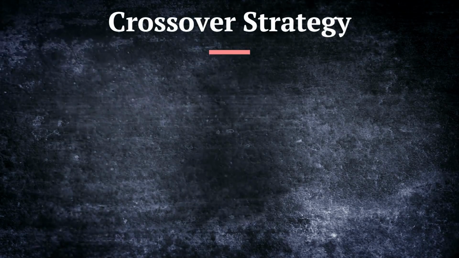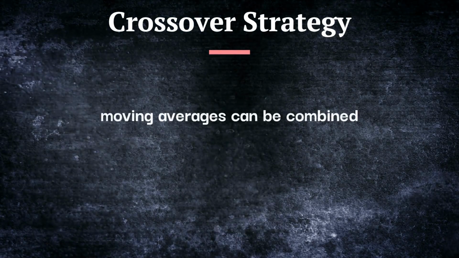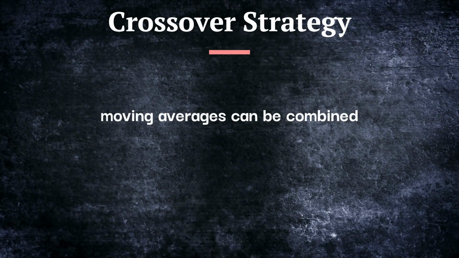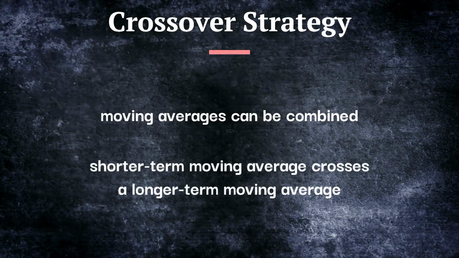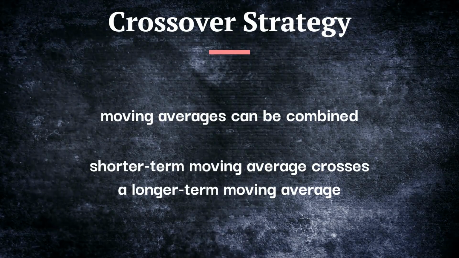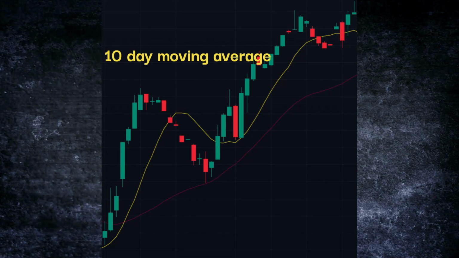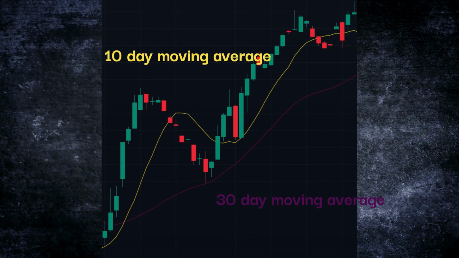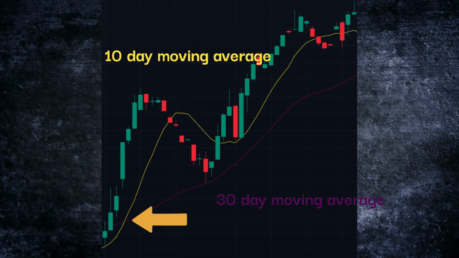Now that we understand how to interpret moving averages, let's talk about how to use them in combination with other indicators. One of the most common ways to use moving averages is to look for crossovers. A crossover occurs when a shorter-term moving average crosses above or below a longer-term moving average. For example, if we have a 10-day moving average and a 30-day moving average, a crossover would occur when the 10-day moving average crosses above the 30-day moving average.